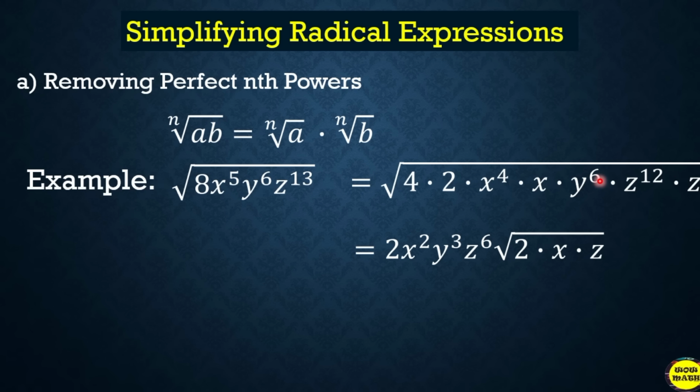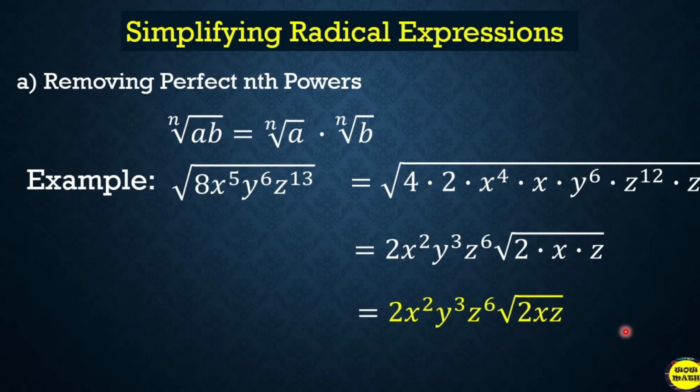Y to the 6, si 6 madidivide natin sa 2, so 6 divide 2, that is 3. Kaya lalabas si y cube ngayon. Z to the 12 power, so 12 divide 2, kaya that is z to the 6, may iwan si z. So therefore, the final answer is 2x squared y cube z to the 6 power square root of 2xz. Okay? So, ganyan ang gagawin natin kapag nagsisimplify tayo ng radical expression.